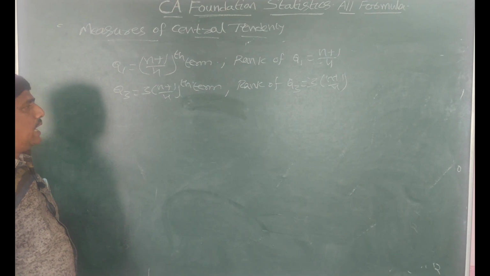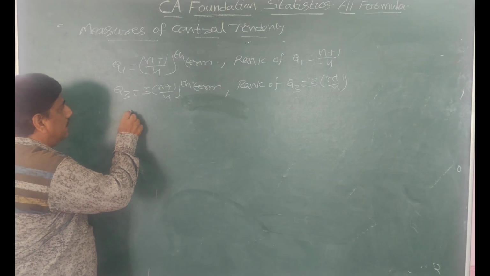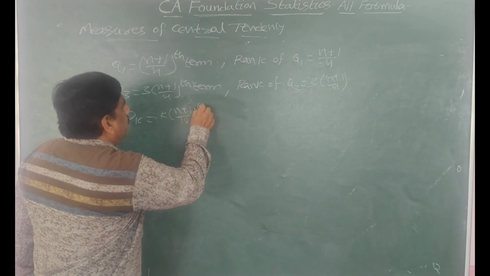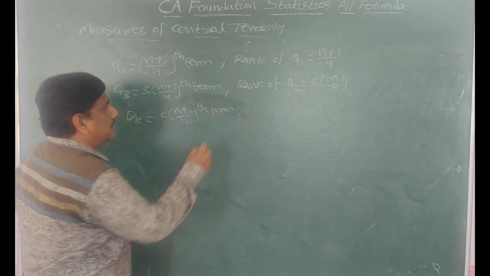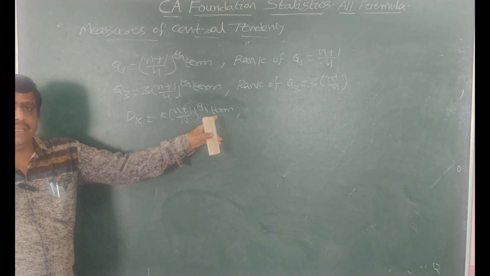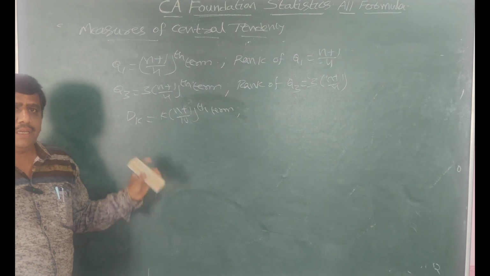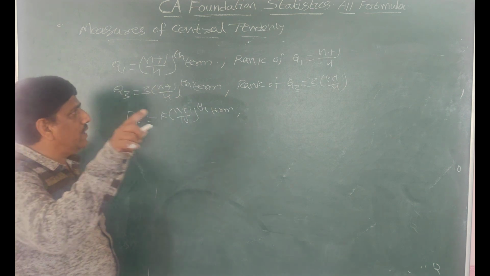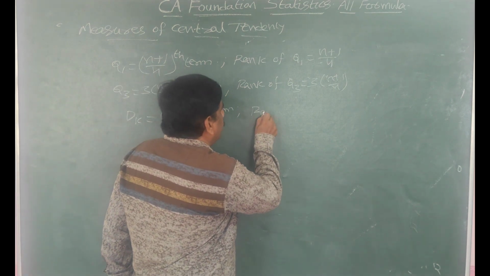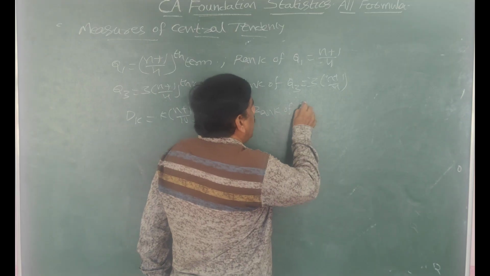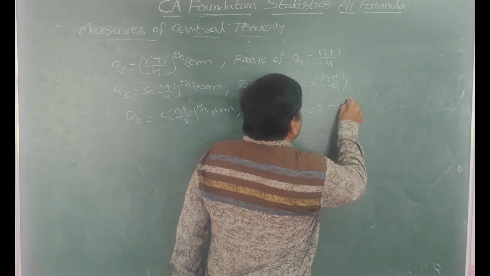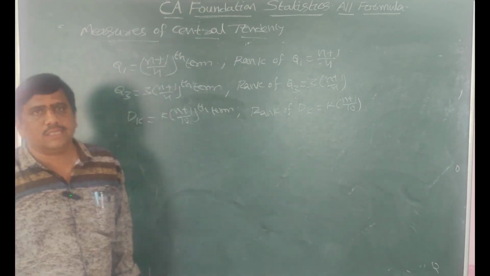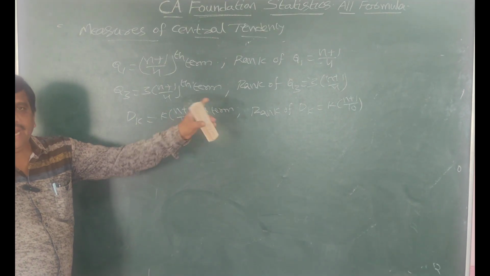Similarly, deciles. I am writing a general formula. Kth decile, Dk, is the k into (n plus 1) by 10th term, where k can range from 1 to 9. First decile means the (n plus 1) by 10th term, second decile 2 into (n plus 1) by 10th term, and so on. Ninth decile means 9 into (n plus 1) by 10th term. And if it is rank, the kth decile rank is just k into (n plus 1) by 10. Suppose he asks the rank of the 6th decile, 6 into (n plus 1) by 10 is the formula. Like this, decile and rank.